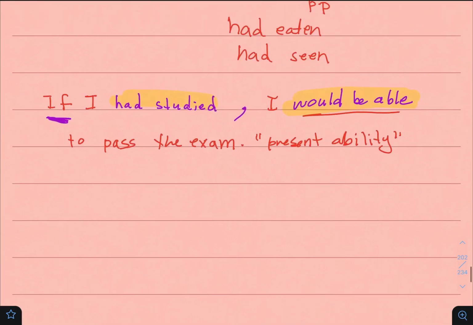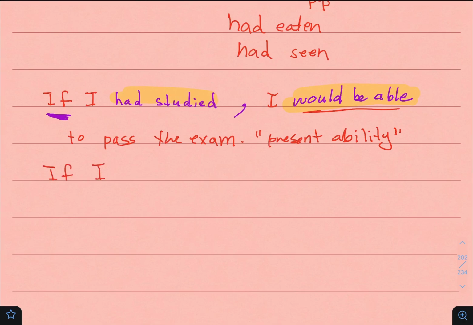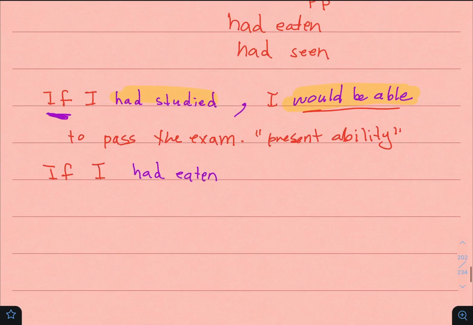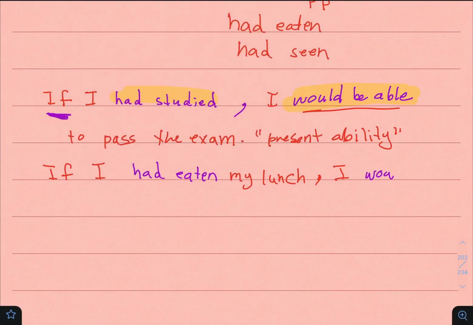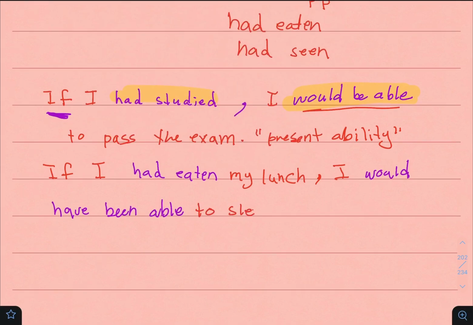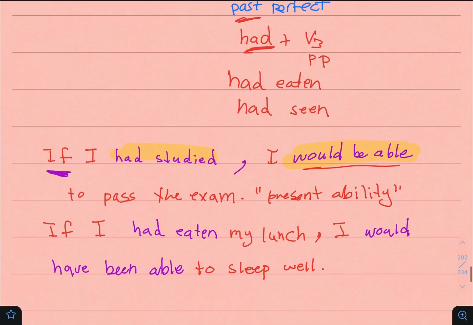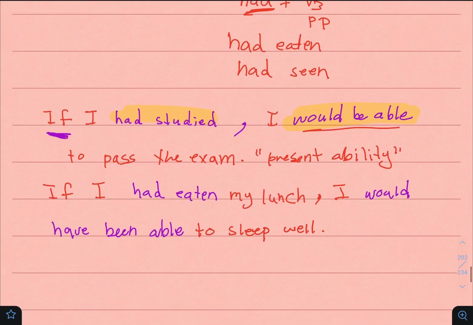Okay, I have another example. For example, you can say if I had eaten my lunch, okay, comma, I would have been able, okay, for example, to sleep well, or to focus, or to concentrate in class. Alright? Because sometimes أحيانا لما يكون واحد جوعان when someone is hungry, sometimes you cannot sleep. Okay, so here talking about past ability.